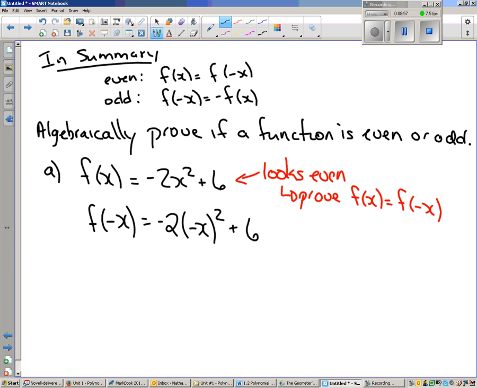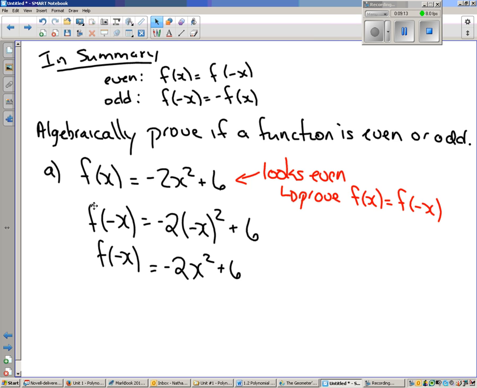And negative x squared is what? We're going to evaluate negative x squared. What's that going to work out to? It's going to work out to x squared. So we're going to get 2x squared plus 6 for f of negative x.